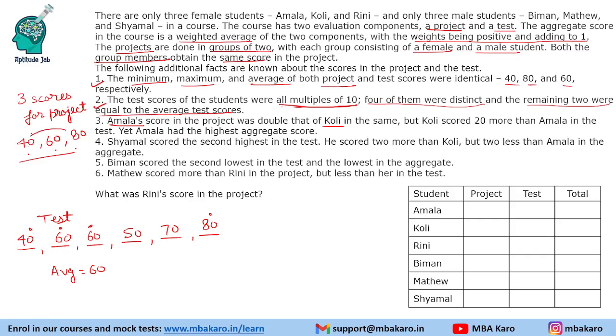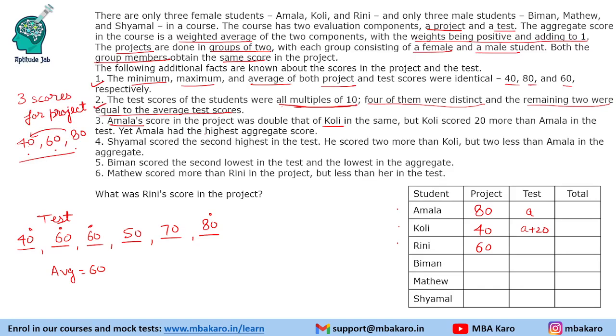So that means for project there is only one possibility, 80 and 40. So Amala will be 80, right? Kohli will be 40. Now there are 3 different females in 3 groups. So Rini will get a project score of 60. Okay. But Kohli scored 20 more than Amala in the test, right? So in the test, Kohli scored 20 more than Amala. So suppose Amala scored A, Kohli scored A plus 20, right?